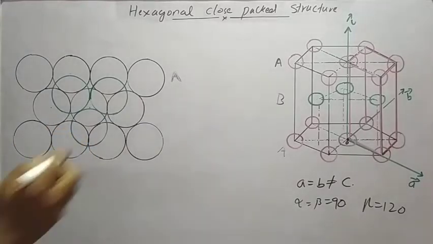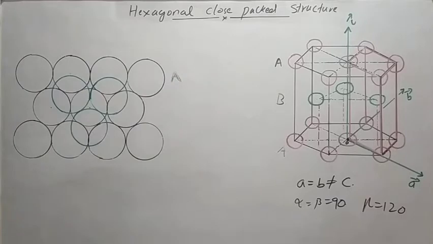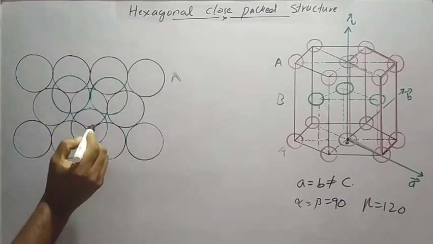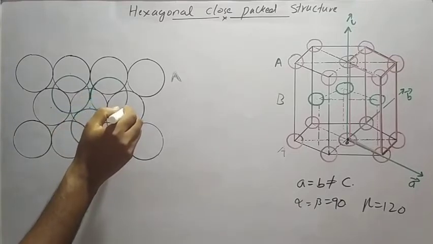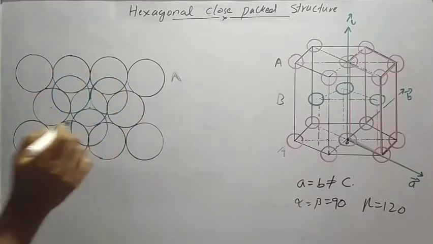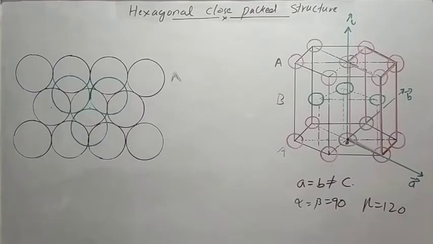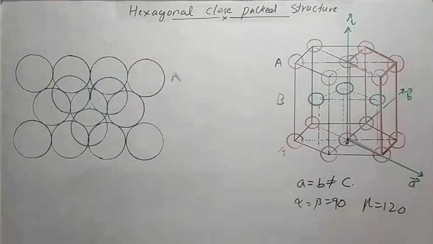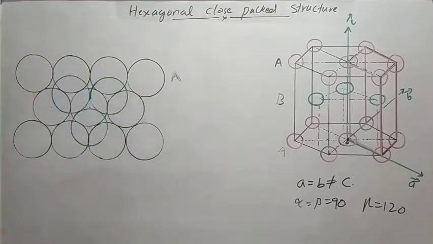Okay, this is the first layer. These black spheres are in the first layer. Let's consider that first layer. Each atom in that first layer is in contact with 6 others in that same layer. So this is 1, 2, 3, 4, 5, 6. This atom is in contact with the 6 others. This is extending up to infinity. So each atom is in contact with the 6 others in this single layer.